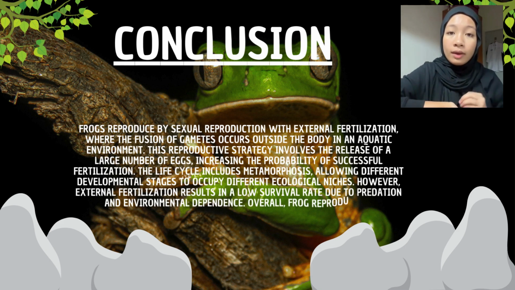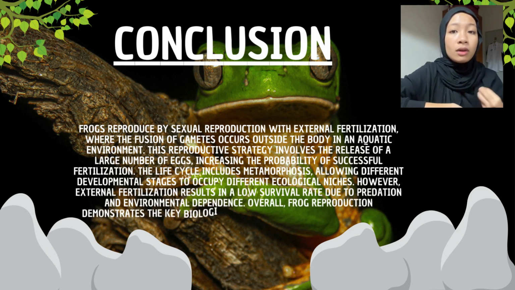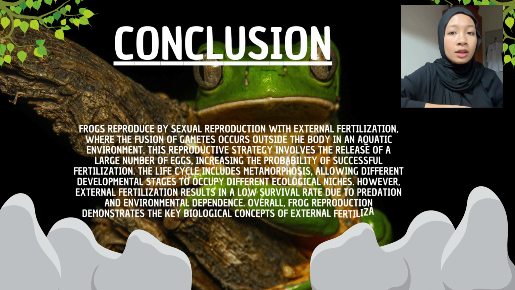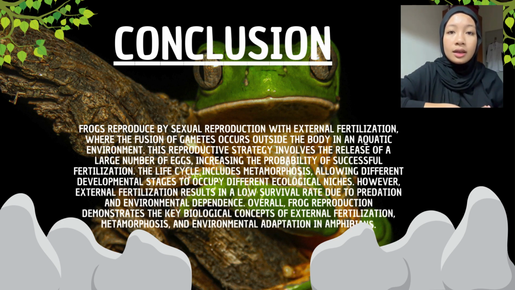However, despite producing many offspring, the survival rate is relatively low due to predation and environmental factors. Therefore, frog reproduction clearly demonstrates the biological concept of external fertilization, metamorphosis, and dependence on an aquatic environment. Overall, frogs serve as an important model for understanding reproductive strategies in amphibians.